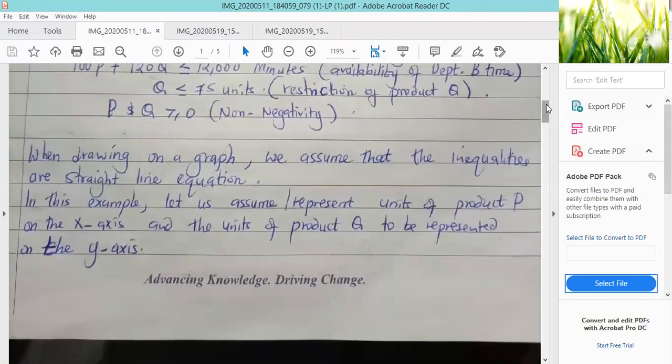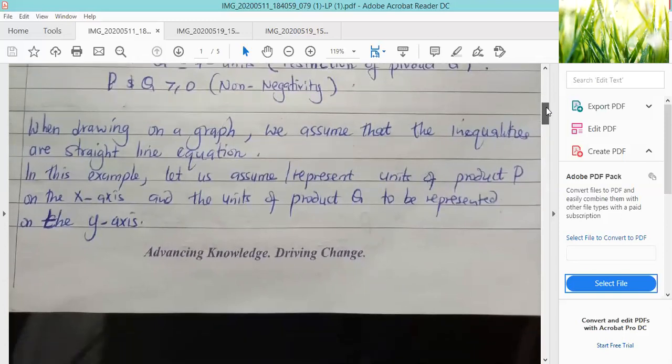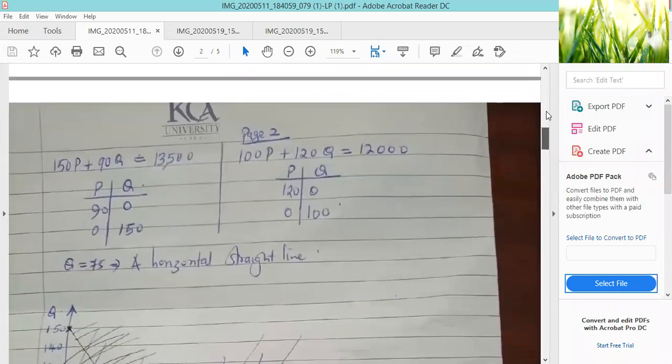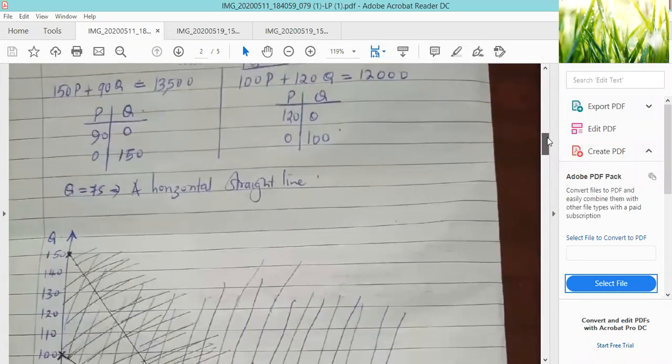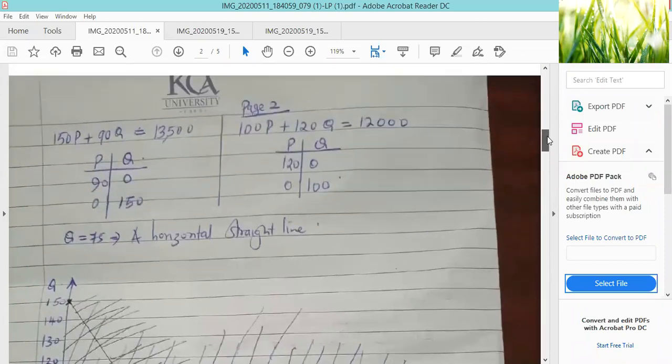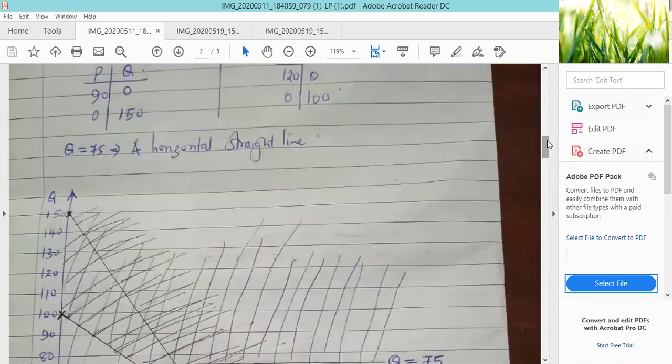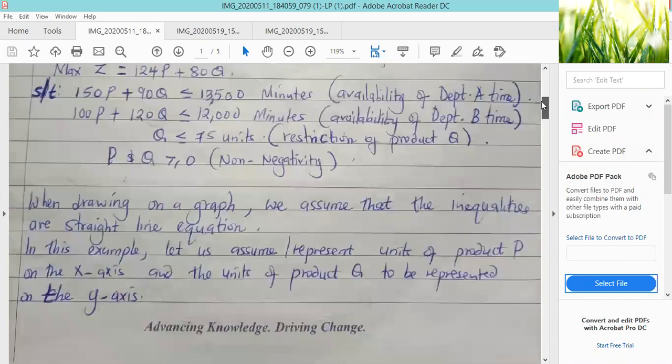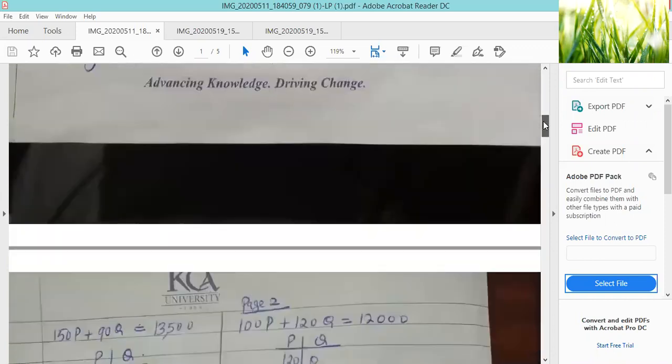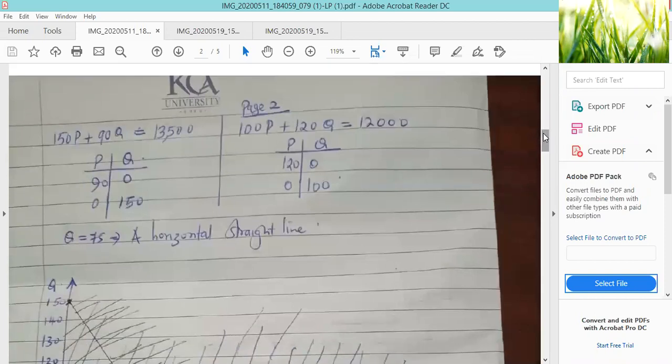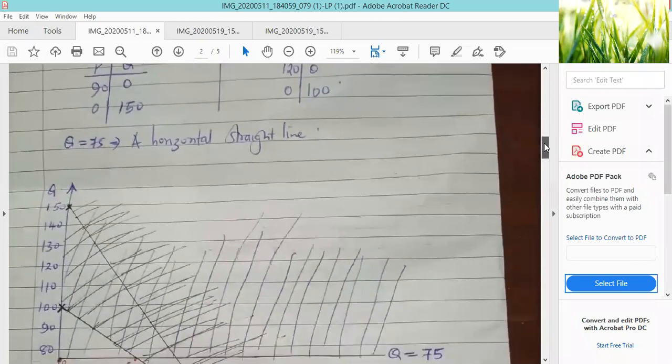When drawing on a graph, we again assume the inequalities given are like equations. So in the normal way, you have to come up with the values to plot on the y against the values to be plotted on the x. We have three lines to be drawn. One is Q equals 75, from the constraint that Q units cannot go beyond the 75 units defined. Then the other two equations, and as I said in the previous example, you only need 2 points to draw the line. You can assume a point of zero P and find Q, and a point of zero Q and find P, and you are good to go to draw that straight line.